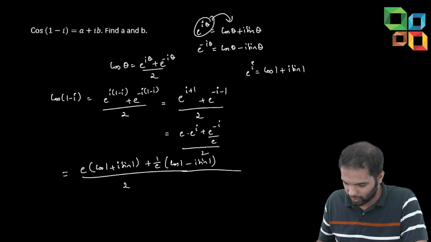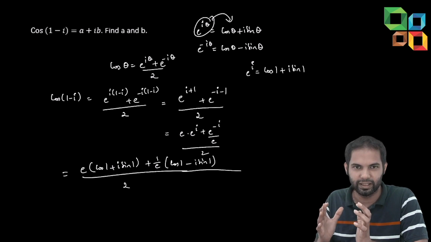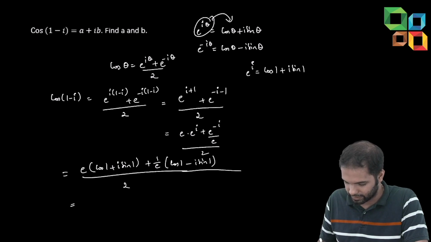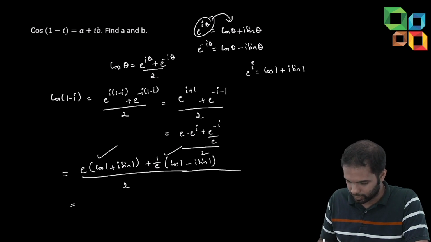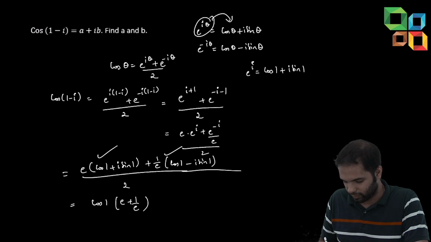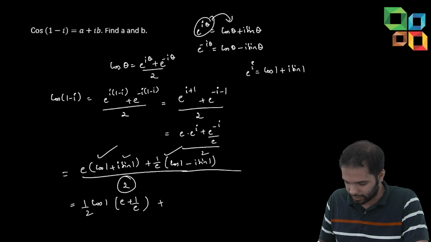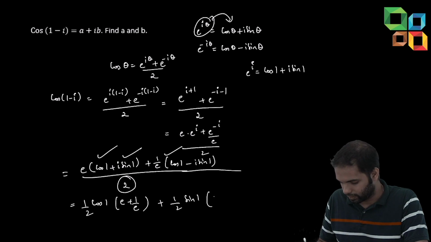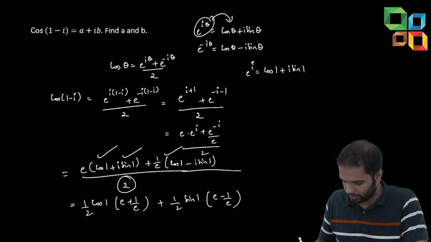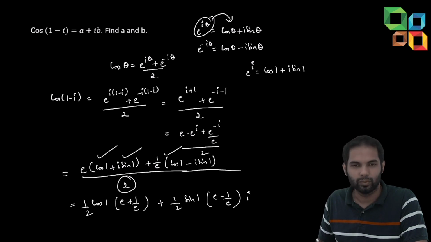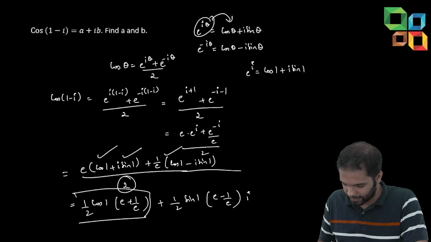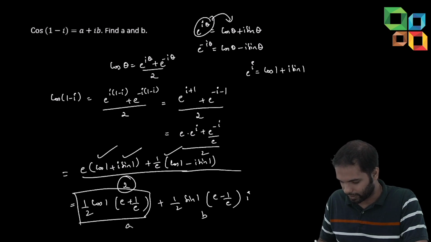Fine. Now, all that remains is simplification. I'll just combine the real part and the imaginary part. The real part is this term and this term. So it is cos 1 into e plus 1 by e, and there's a 1 by 2 here. Plus, same logic here, there is half into sine 1 into e minus 1 by e. Again, we have i here. So the real part is nothing but a now, and the remaining part is b.